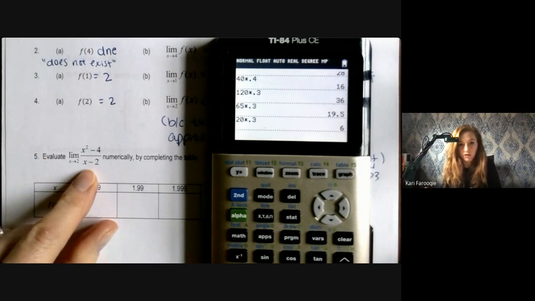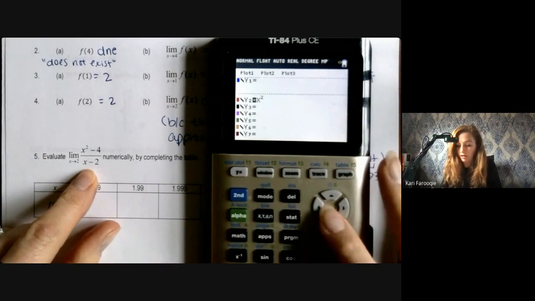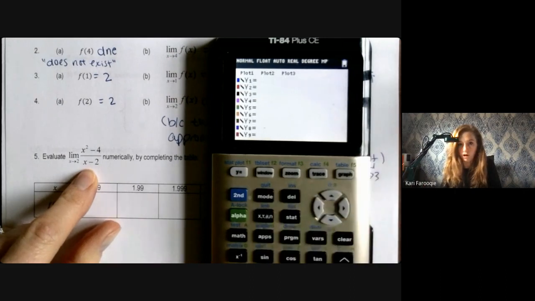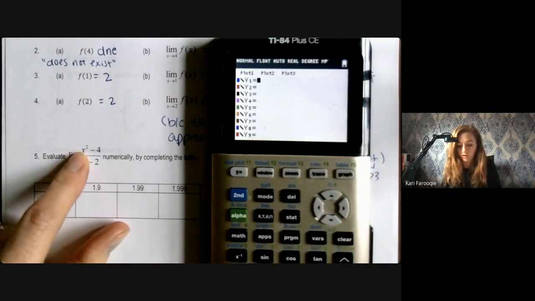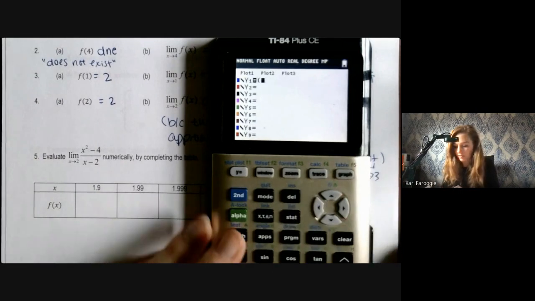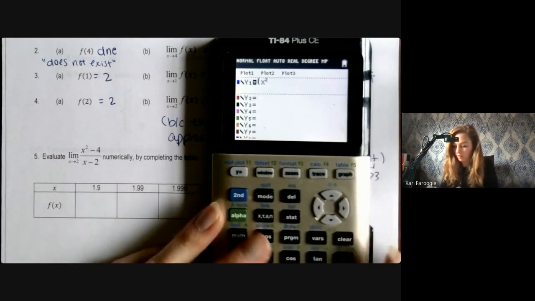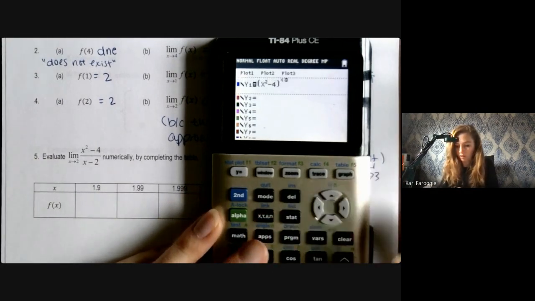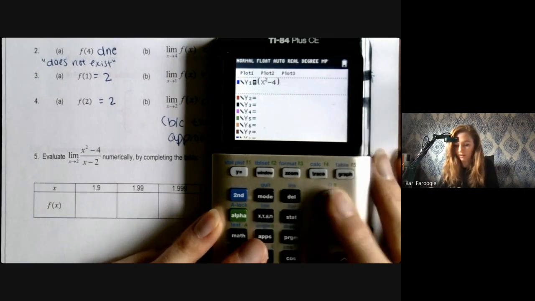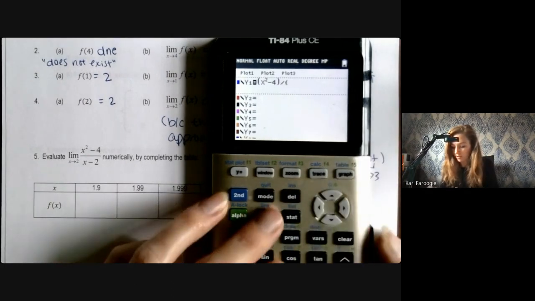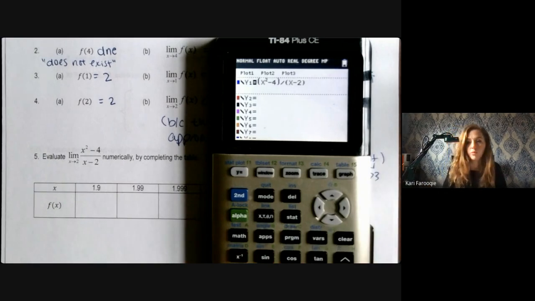I'm going to take this function and I'm going to plug it into my y equals. Now, when you put a rational expression into your graphing calculator, make sure that you put parentheses around the entire numerator and the entire denominator. So we have (x squared minus 4) divided by (x minus 2). So my numerator's in parentheses, the denominator's in parentheses.